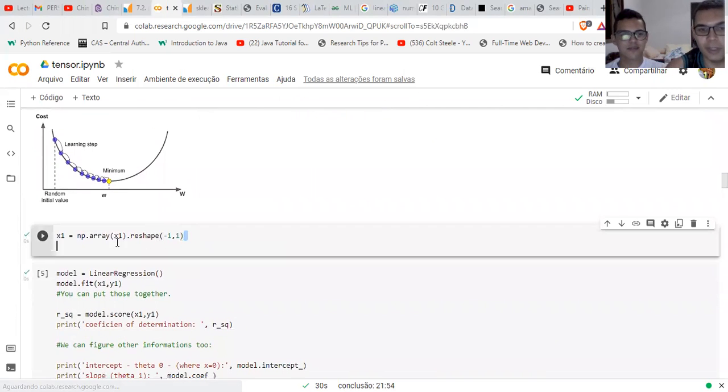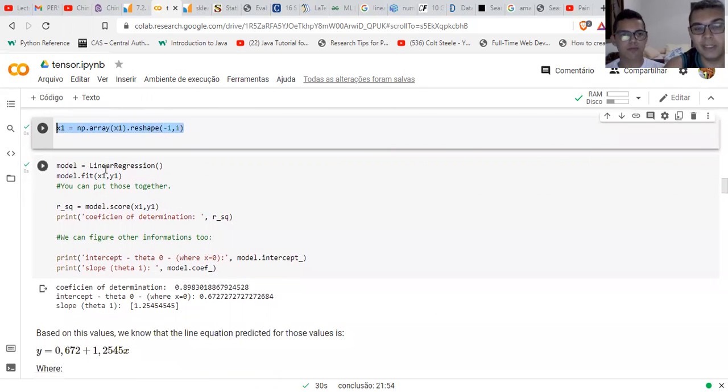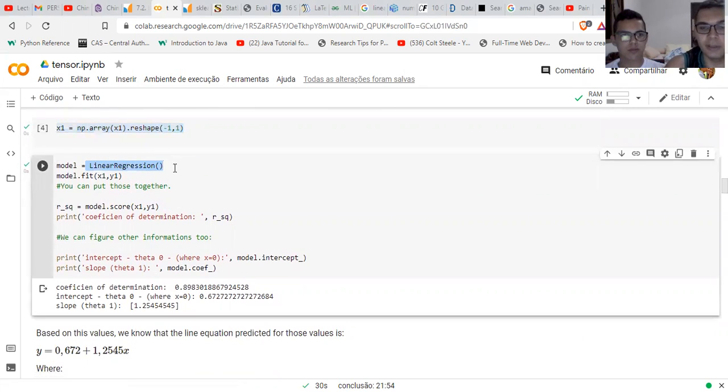So basically, we have to transform both x1 and y1 into NumPy arrays. y1, we are not doing this right now, but in the future, you have to do that. But for the manipulation that we're going to do here in the model, only x1 has to be transformed into a NumPy array, so that we can use this code.